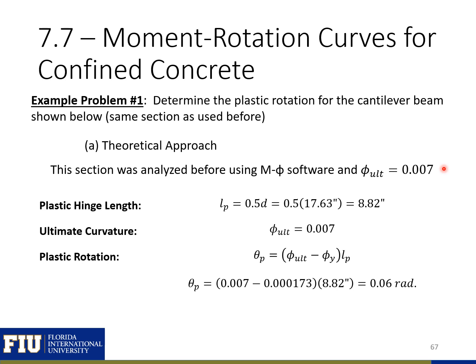We can calculate or approximate our plastic hinge length as 0.5 times D. So this is a simplification to find an approximated plastic hinge length of 8.82 inches. And then we can plug in and calculate our plastic rotation: our ultimate curvature minus our yield curvature, which we found for the section before, times our plastic hinge length, to get our plastic rotation of 0.06 radians.